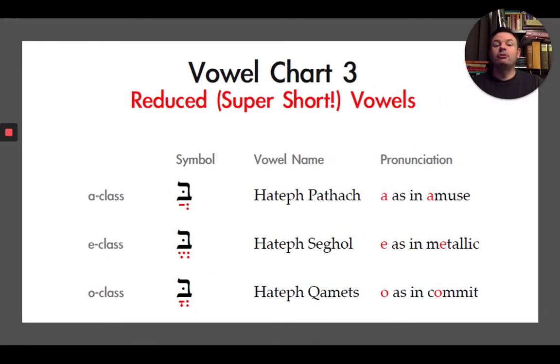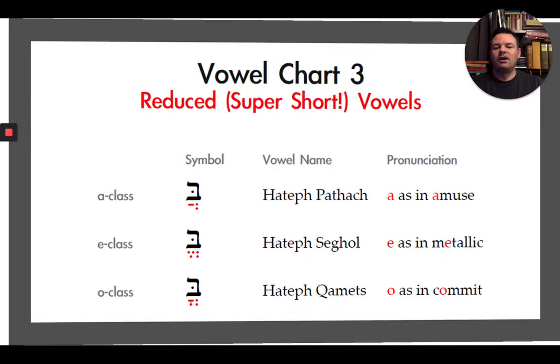And then we've got super short vowels, known as reduced vowels. You're going to see them with these two dots next to them. We're just going to call these reduced vowels, the hetef vowels. So you've got the hetef pathach, which is just an even shorter A sound, like in amuse. It's not amuse, it's amuse. Or the hetef segol, it's still got that E sound, but it's even shorter.